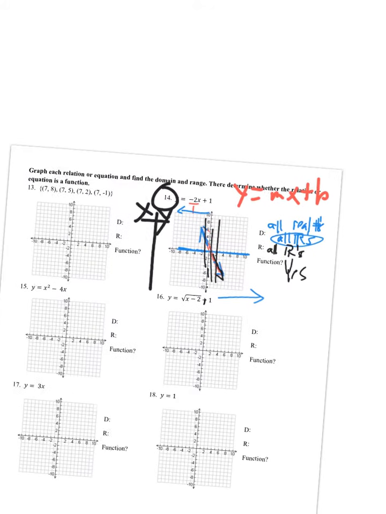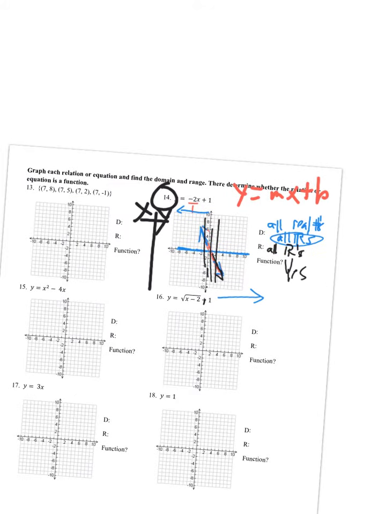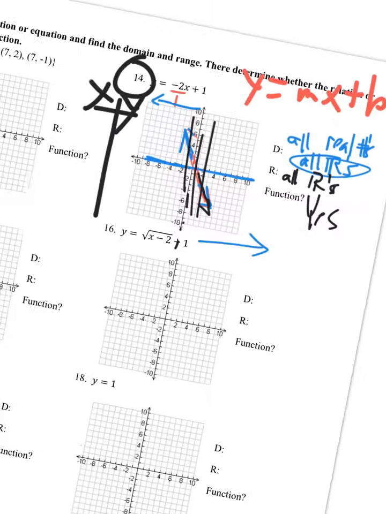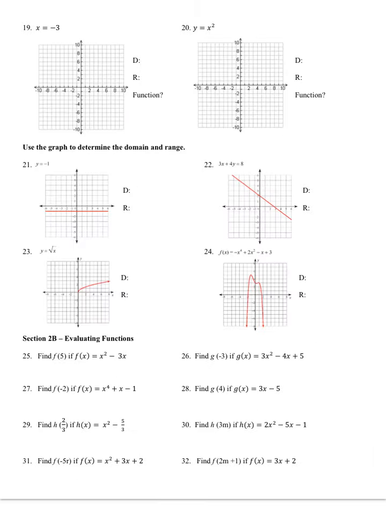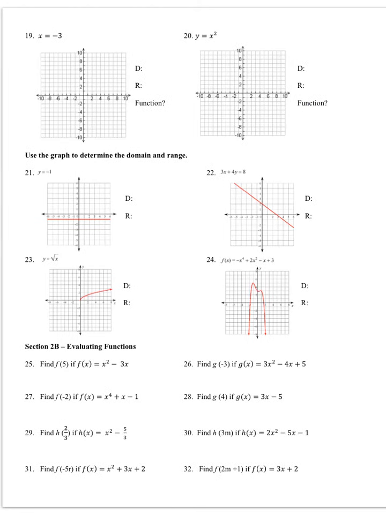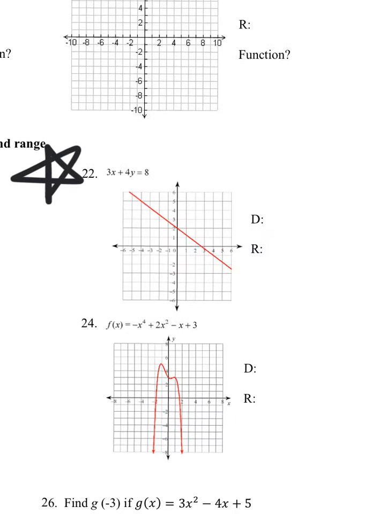Okay, so now let's go over to our next page. Okay, and we are going to go to number 22. So we're going to go to this one right here. And we'll use the graph. Now there's given a graph, determine the domain and range. I'm going to make this a little bit bigger.